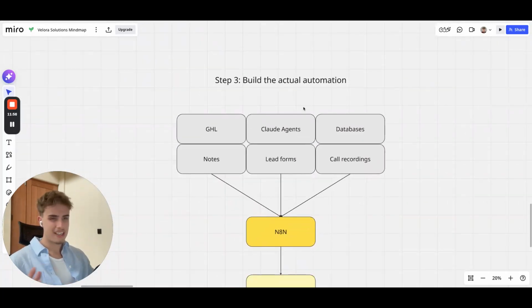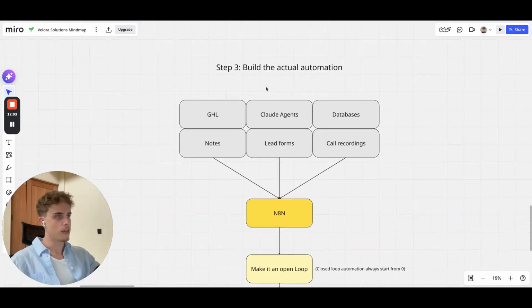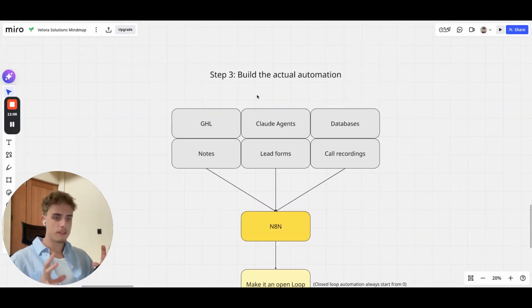Now, for the actual automation, like I said, I'm not going to build it because it would take me 3 hours in this video. So maybe in a future video, I'll build it a little bit faster. But we're going to build everything in N8N.